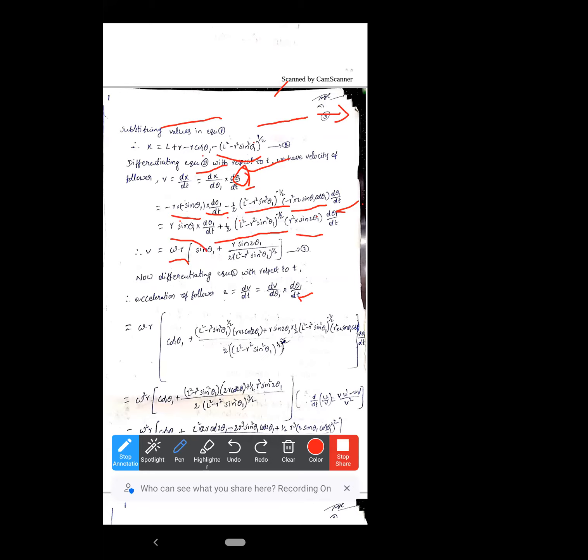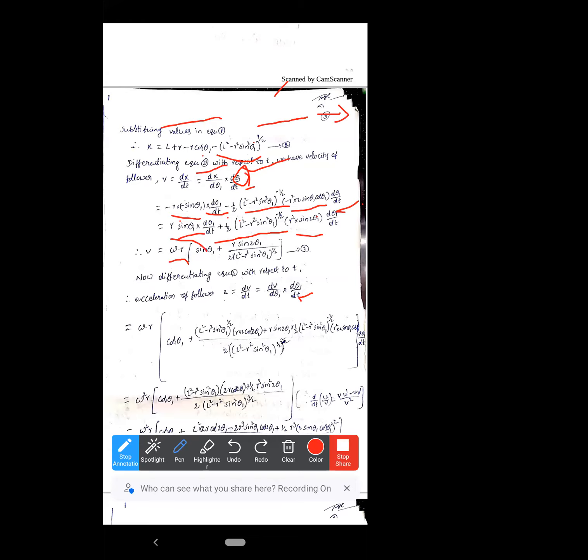Then the remaining terms are omega r into sin theta 1 plus r sin 2 theta 1 by 2 into, since this value has minus 1 by 2, it is sent into the denominator portion. So that is 2 into L square minus R square sin square theta 1, whole power 1 by 2.